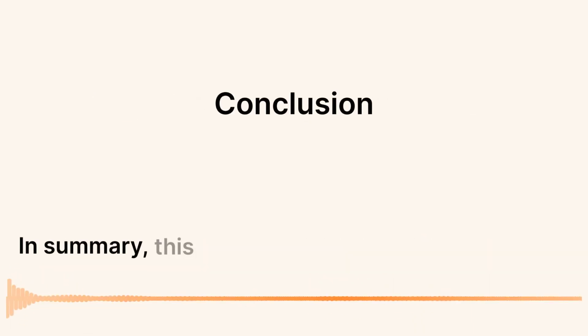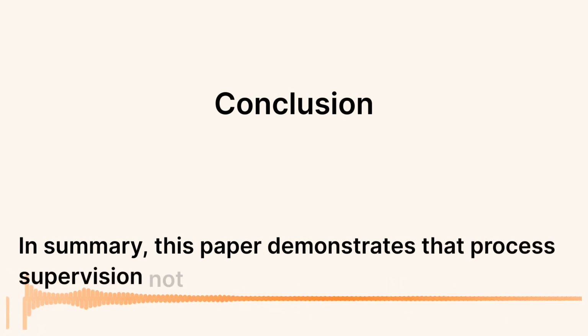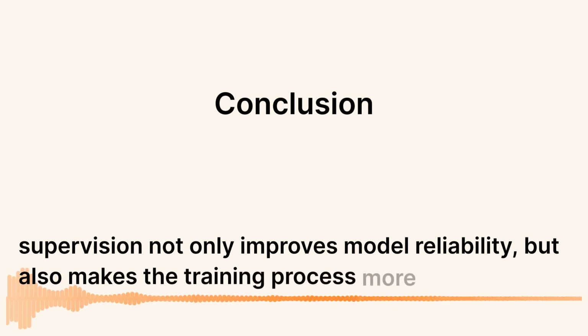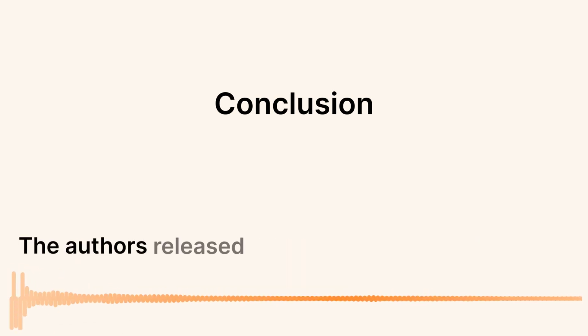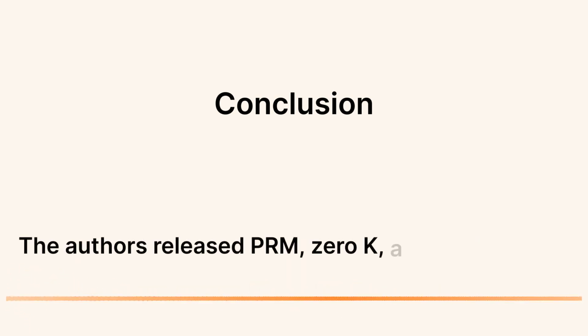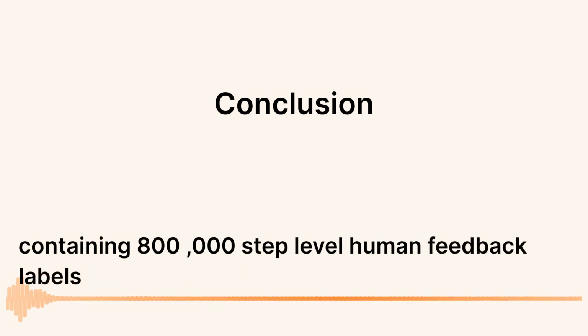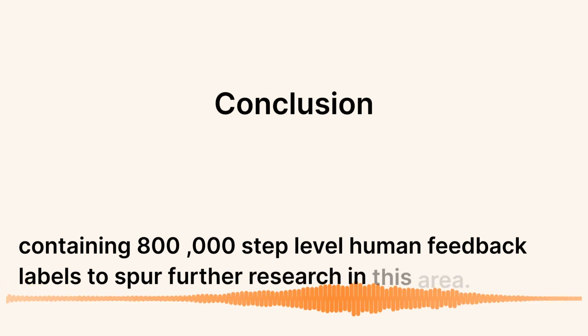In summary, this paper demonstrates that process supervision not only improves model reliability, but also makes the training process more efficient. The authors released PRM800K, a dataset containing 800,000 step-level human feedback labels, to spur further research in this area.